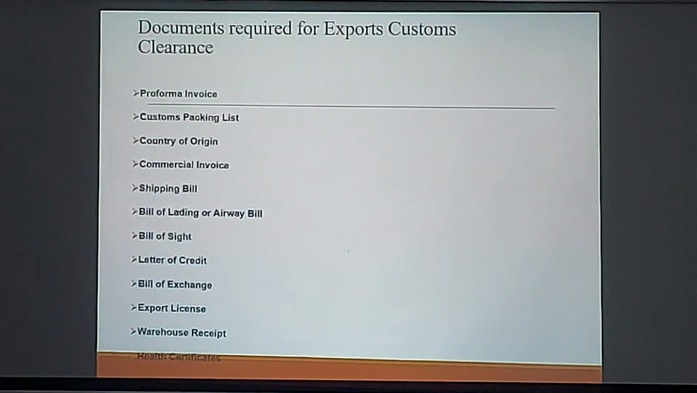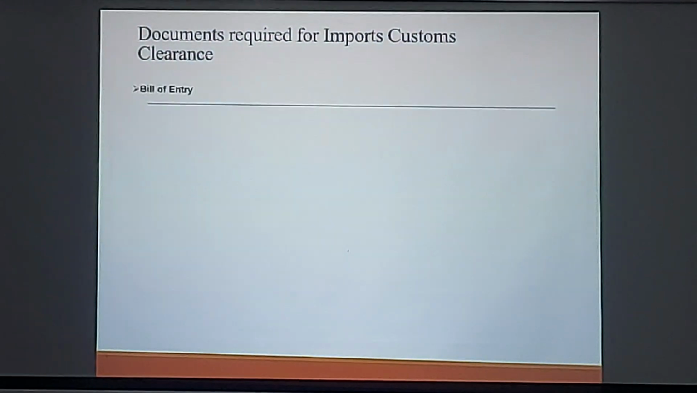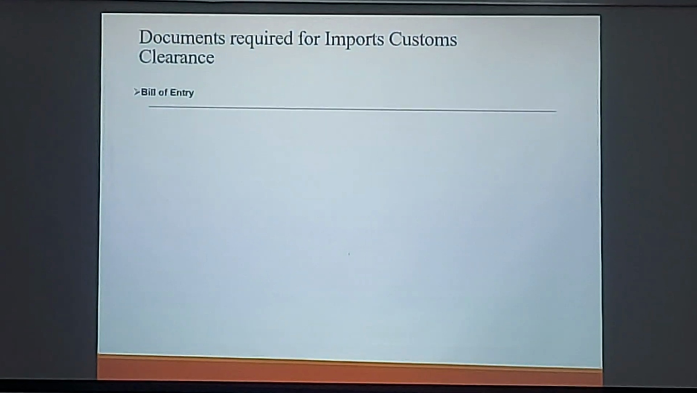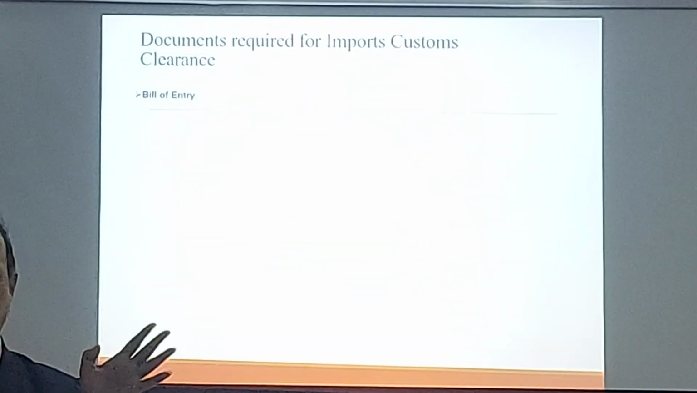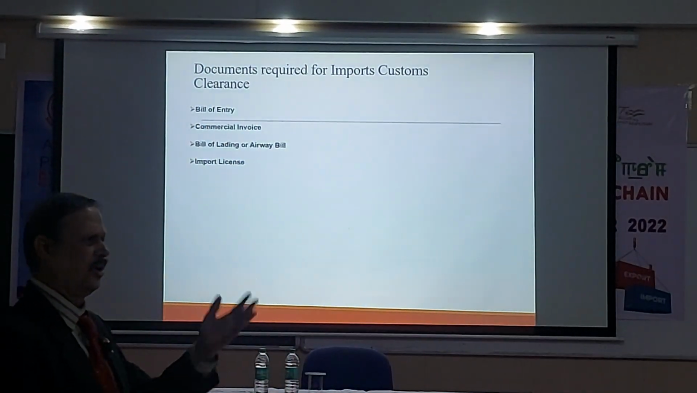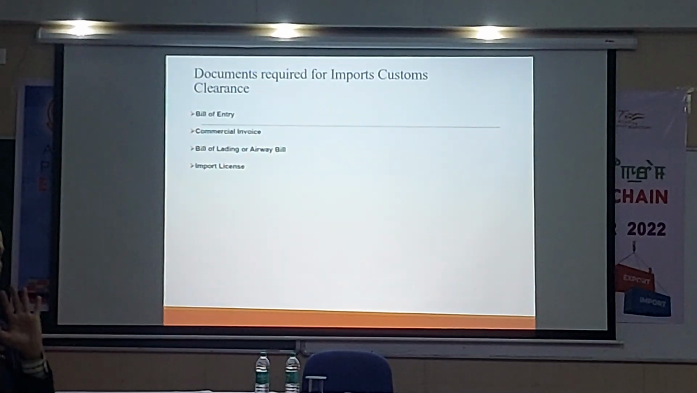Now, similarly, if you are doing your imports, the documents are similar except for one change. Instead of the shipping bill, here we need the bill of entry. That's the difference. Otherwise, all documents are the same. We need the commercial invoice, packing list, bill of lading. Now, instead of an export license, you have an import license, because in India there are so many items which are under license. Either they have a duty free license, or an open general license or restrictive license. Different types of licenses are there for import items.